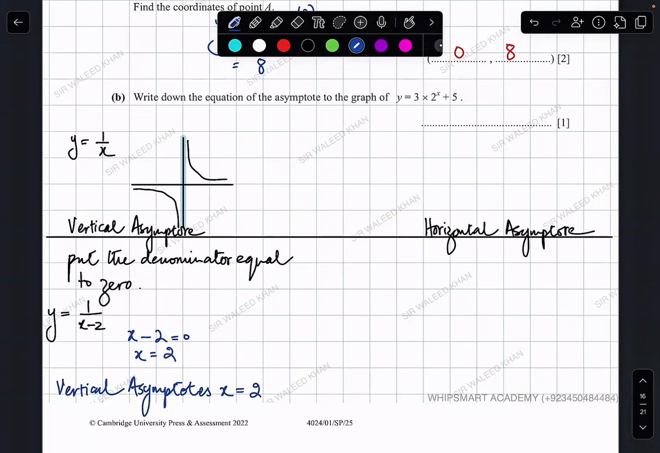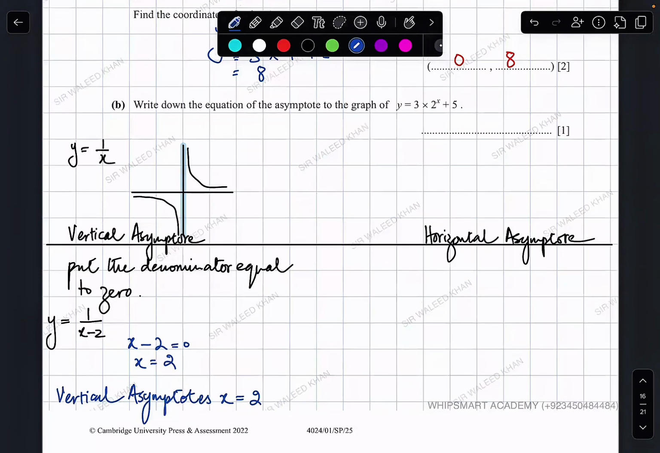Okay. For the horizontal asymptote, we have to see something. We want the top degree, the numerator, and the bottom degree.